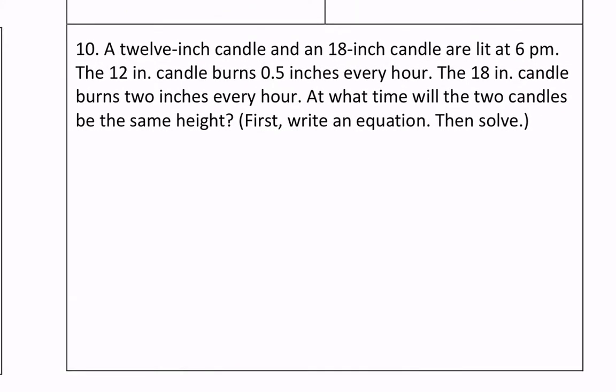Okay, we have a 12-inch candle and an 18-inch candle. They're both lit at 6 p.m. The 12-inch candle burns 0.5 inches every hour. The 18-inch candle burns 2 inches every hour. At what time will the two candles be the same height? So we're going to write an equation and then solve it. Okay, so we have two different things. So we have the 12-inch candle, so I'm going to write 12-inch right here.